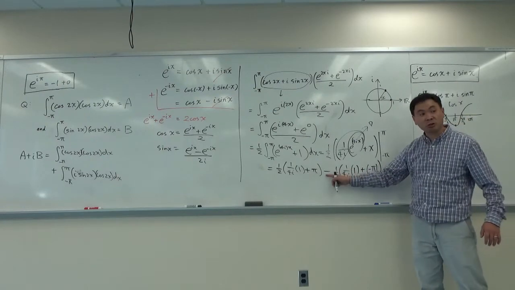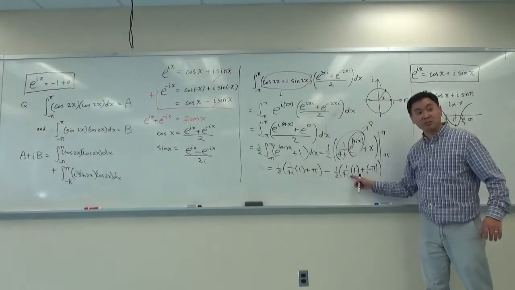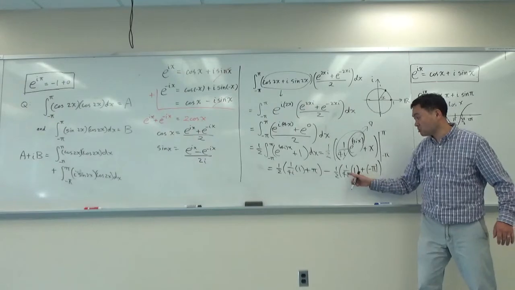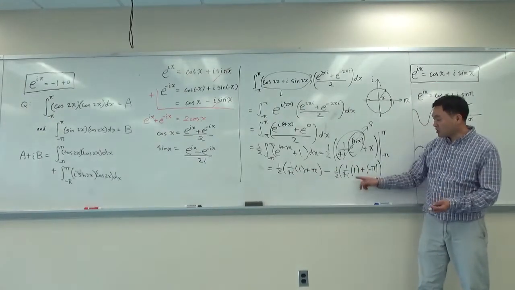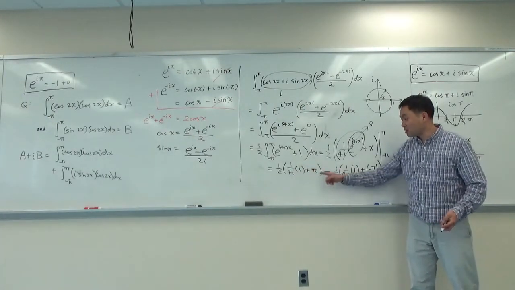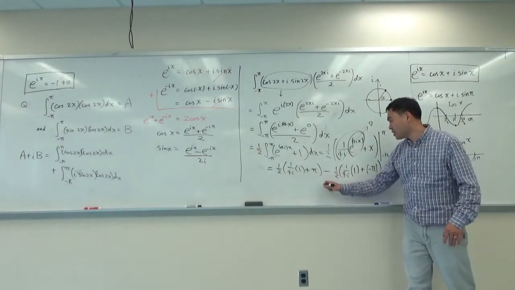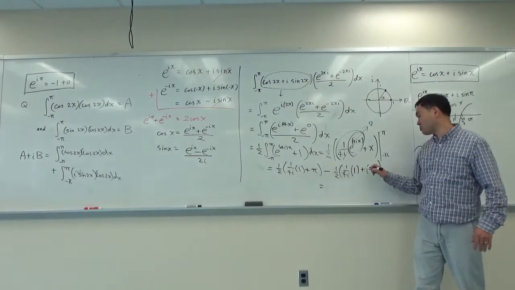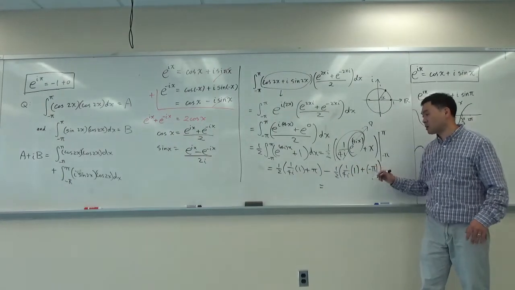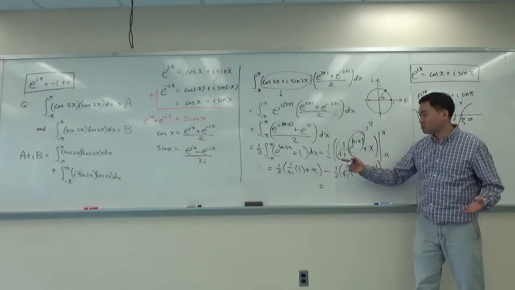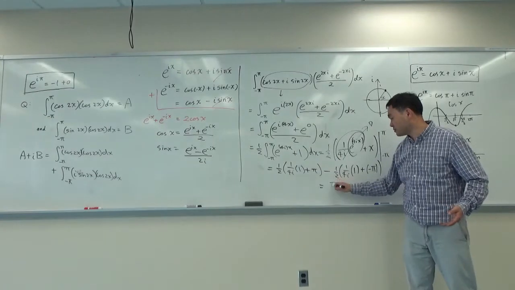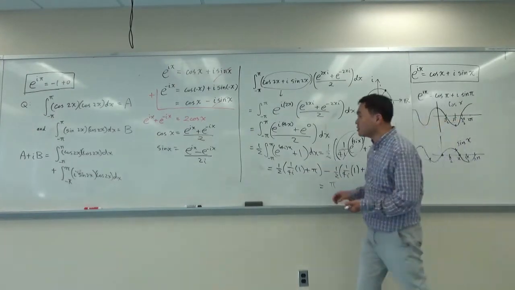Now notice that we're subtracting, and these two are exactly the same, so it's going to cancel. Although they look ridiculous, they are exactly the same, and you're subtracting, so they cancel. Therefore, you end up with just pi plus pi minus negative pi, which is 2 pi, and you divide it by 2, so it's going to be pi.